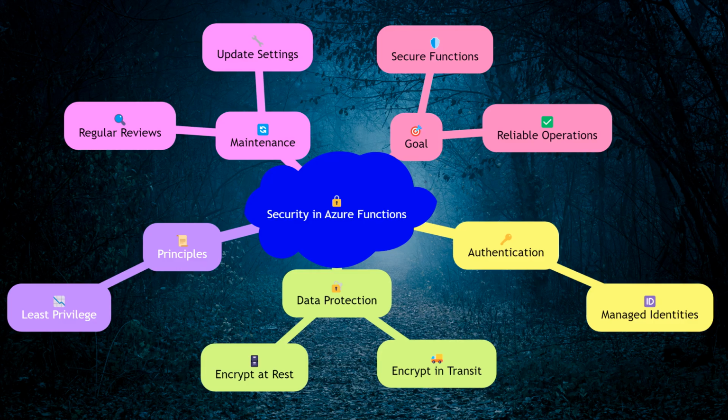Security is a critical aspect of using bindings in Azure Functions. It's important to ensure that sensitive data is protected and that access to external services is properly secured. This includes using managed identities for authentication, encrypting data in transit and at rest, and following the principle of least privilege. Additionally, it's important to regularly review and update security settings to address any potential vulnerabilities. By prioritizing security, developers can create secure and reliable Azure functions.